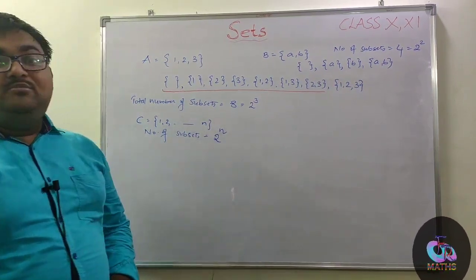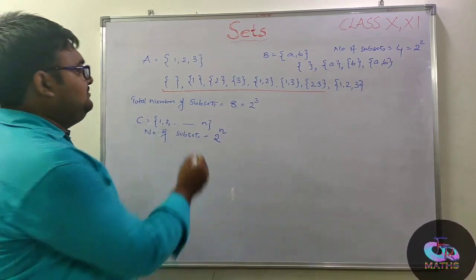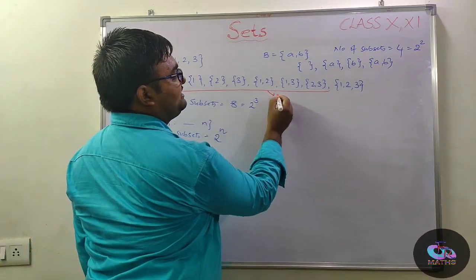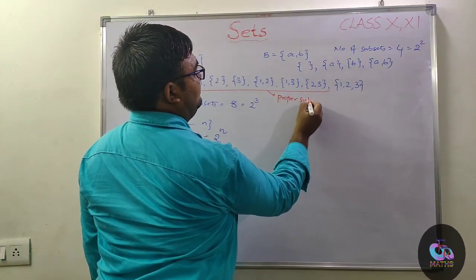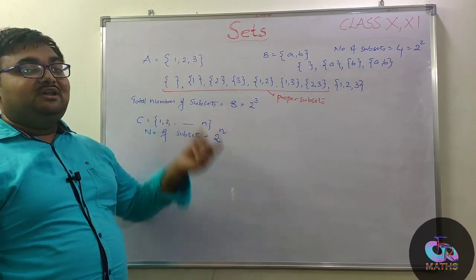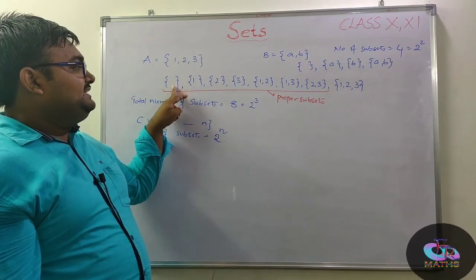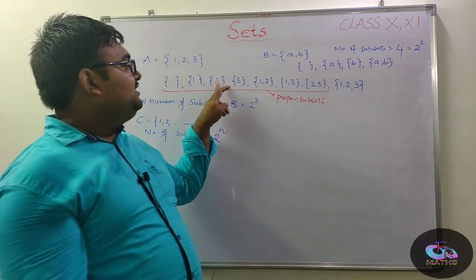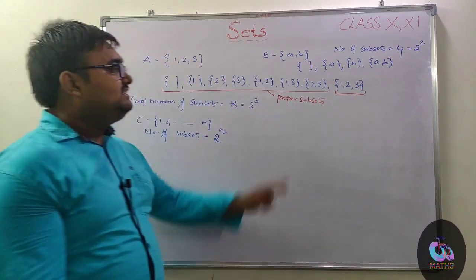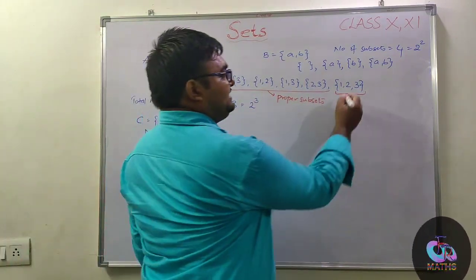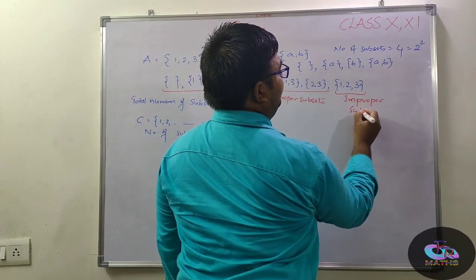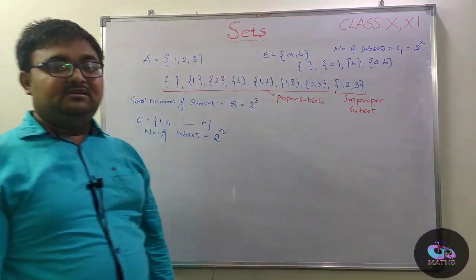If you observe, the ones which I have underlined are nothing but called proper subsets. So these are all proper subsets. Proper subsets means we consider the sets which contain 0 terms, 1 term, 2 terms. Likewise, this particular subset is nothing but the set itself. Since it is the set itself, we call it an improper subset.